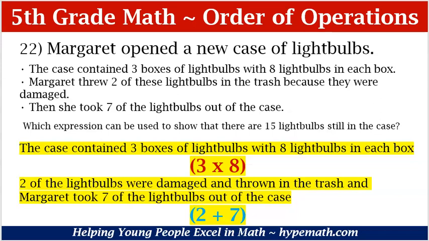Now we have to look at the fact that there are 2 of the light bulbs that were damaged and thrown in the trash, and Margaret took 7 of the light bulbs out of the case. So we're adding those together because those light bulbs, the 2 that were damaged and also the 7 that Margaret took, are no longer in the case or a part of the total number of light bulbs. Okay, so in order to do that, we are grouping that together and we are going to subtract.